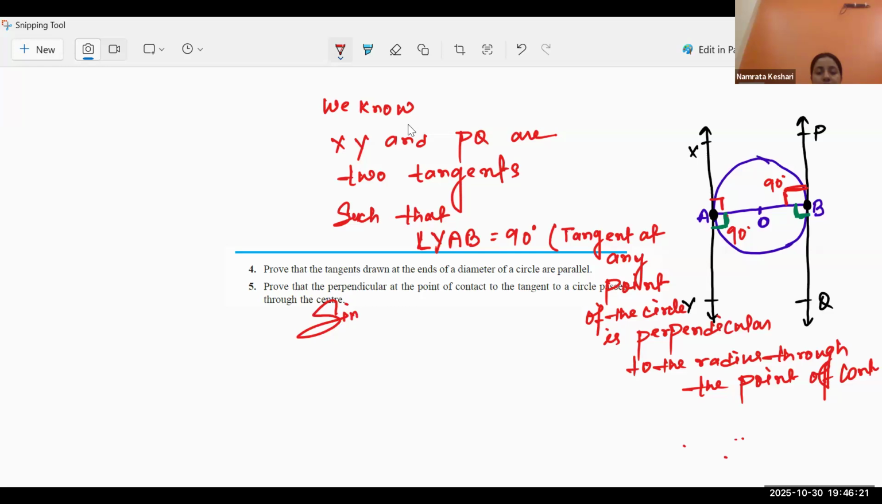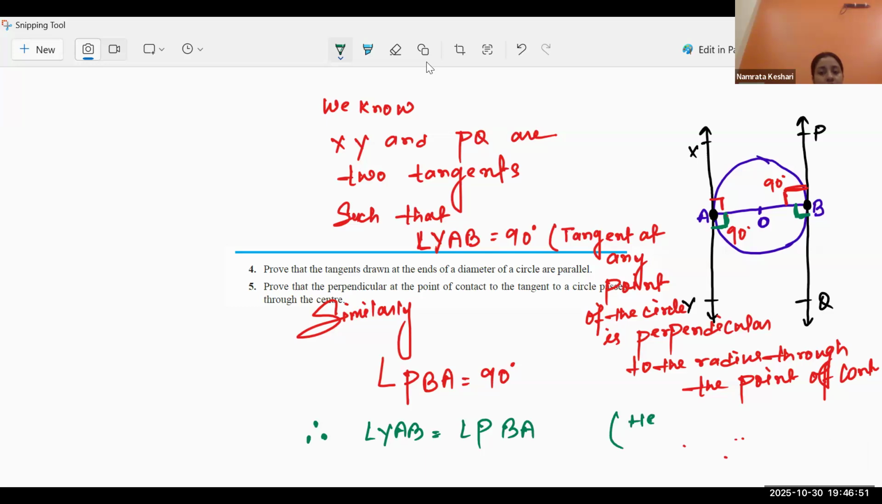Similarly, that angle will also be 90 degrees. I'm talking about angle PBA. That will also be 90 degrees. Again, you don't have to write the same theorem. Okay. Therefore, angle YAB is equal to angle PBA.